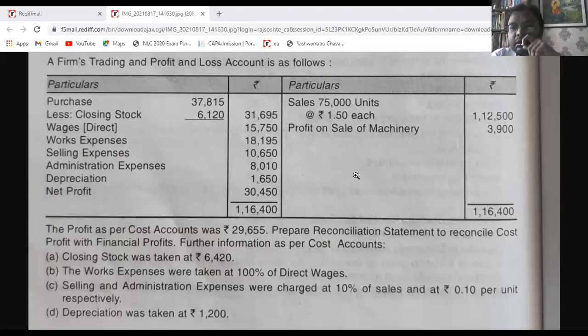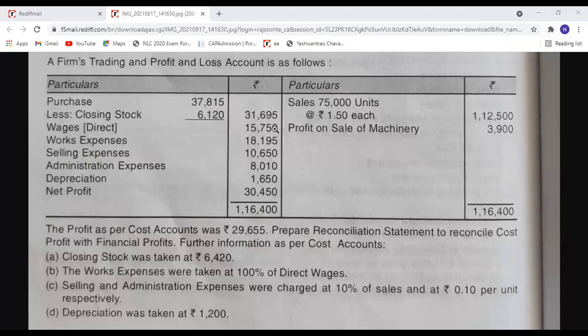Okay, students, this is another problem on the reconciliation statement. In the last lectures we saw how to prepare the cost sheet, and on the basis of the cost sheet we'll prepare the reconciliation statement. Now, students, we'll see this problem and the solution.